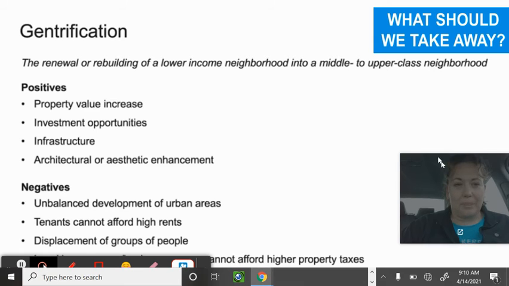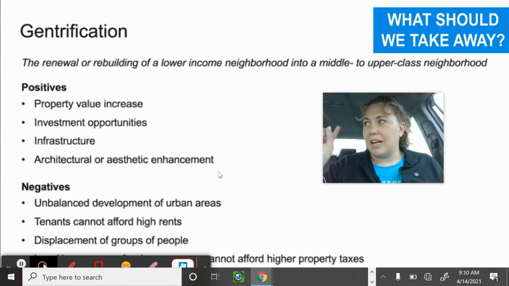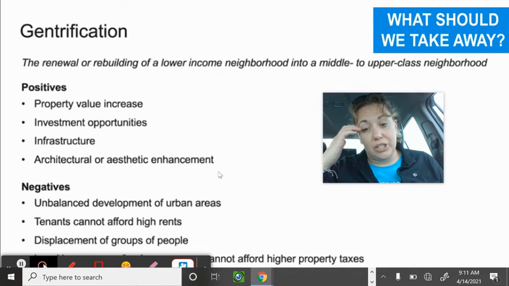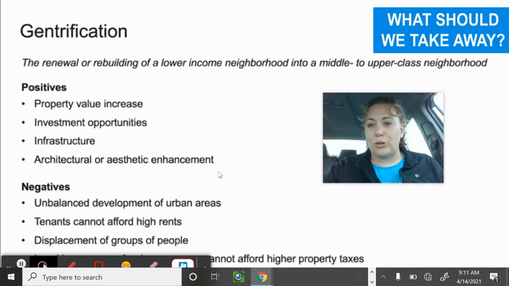Okay. And then takeaway, gentrification positives: increases property value. It's an investment opportunity. It improves infrastructure. It makes the whole neighborhood just look prettier. But the negatives: it's unbalanced development. Tenants cannot afford high rent, so often they are priced out. Displacement of groups or people. And then the people, maybe generationally, who had been living in these lower income neighborhoods, they literally just can't pay the taxes anymore. They lose their homes.